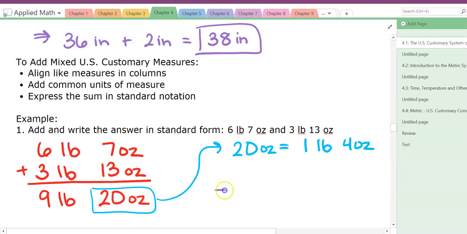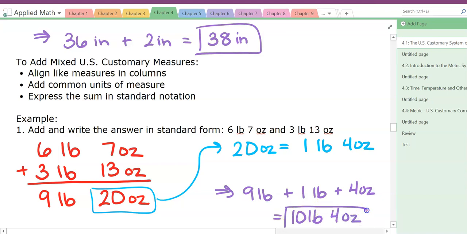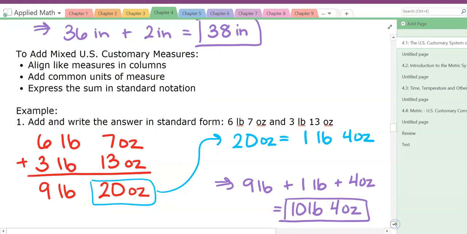So then I'm going to take my 9 pounds. I'm going to add 1 pound to it, and then just attach that 4 ounces on the end. So that would be 10 pounds, 4 ounces. So again, that's just getting it back into what we would call standard notation.